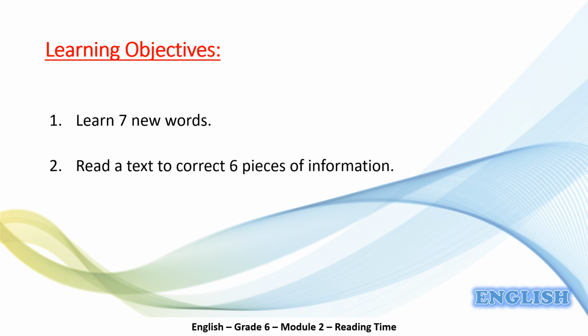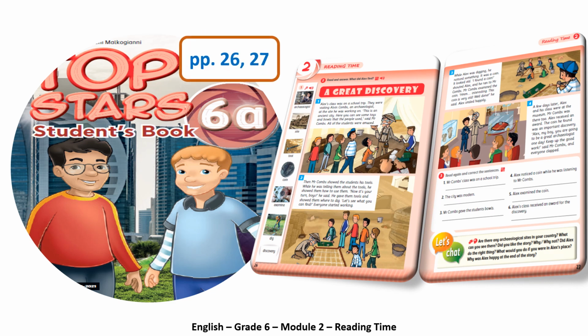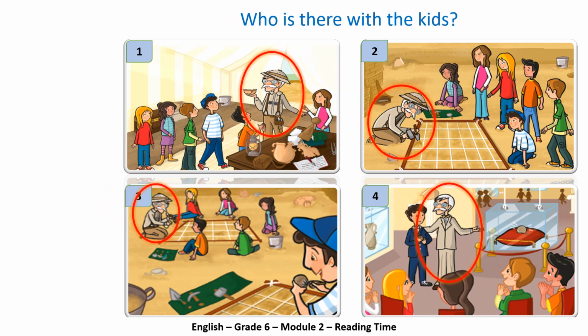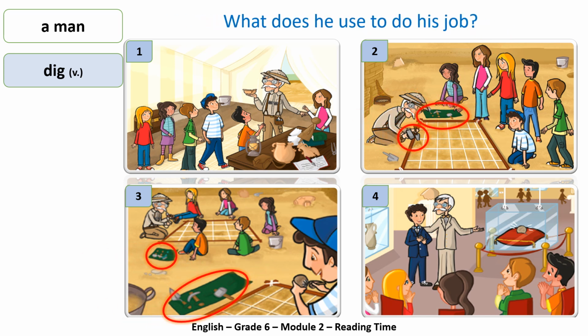So, let's go. Let's start with the student's book, pages 26 and 27. Let's focus on these 4 pictures that we took from the student's book. The question is, who is there with the kids? Simple, it's a man. What is he going to do here in picture number 2? He's going to dig. So, what does he use to do his job? He's using tools.